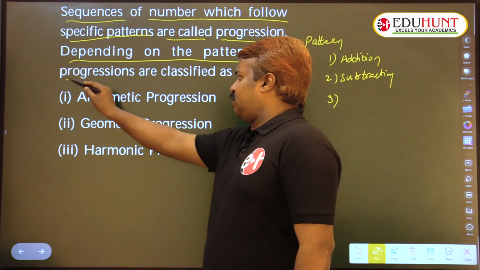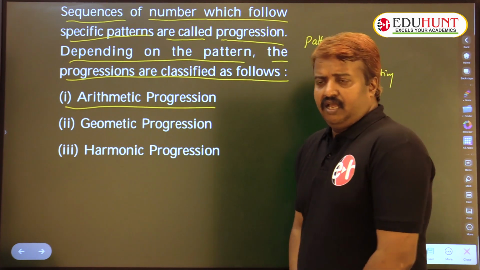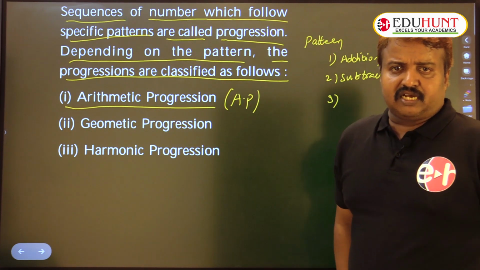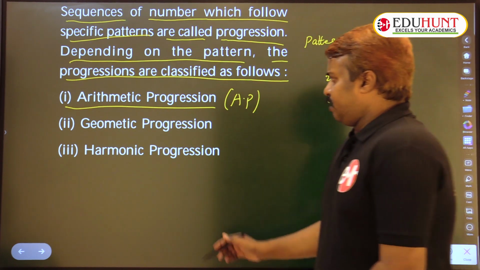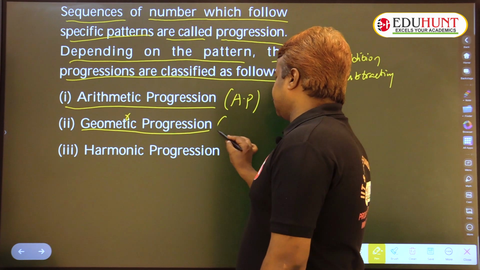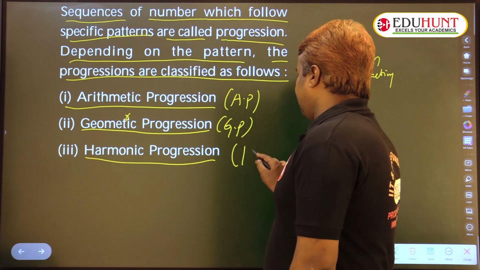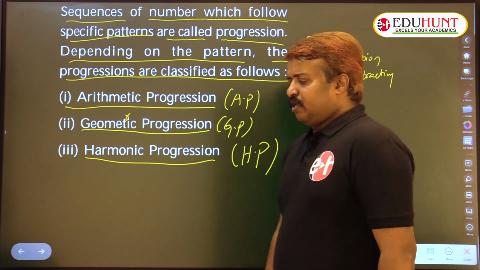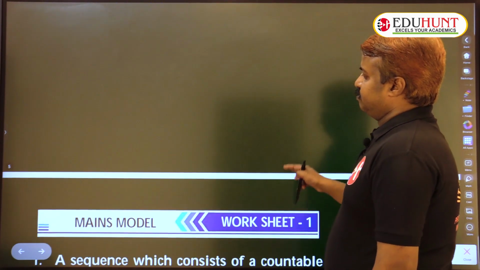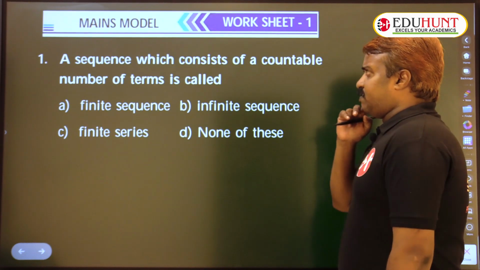The progressions are classified as follows. First one is arithmetic progression, children. Arithmetic progression is denoted by AP. Arithmetic progression is not Andhra Pradesh, this arithmetic progression is AP. Then geometric progression, which is GP. Harmonic progression, which is HP. Now you can go through the first one, arithmetic progression. See worksheet number 1.